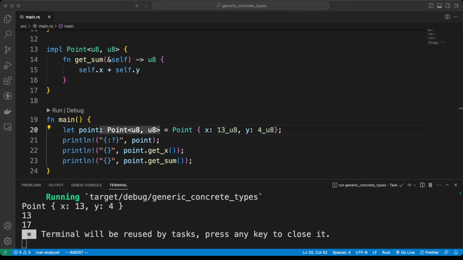In this way, specific implementations can be created for the types determined by us. These are called generic concrete types.